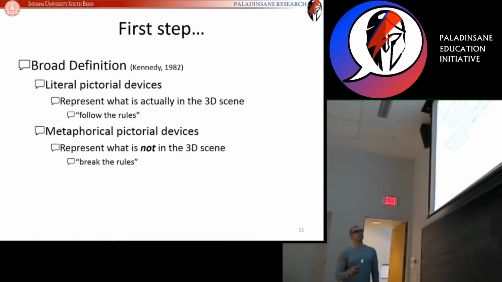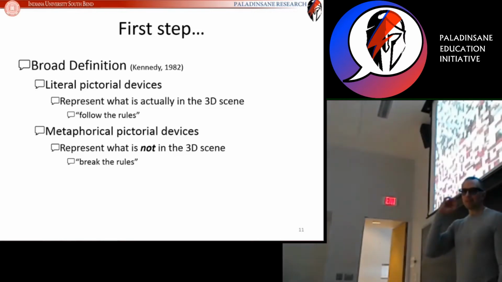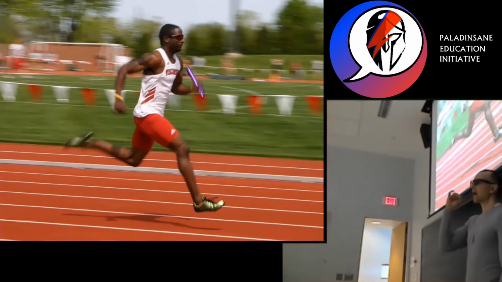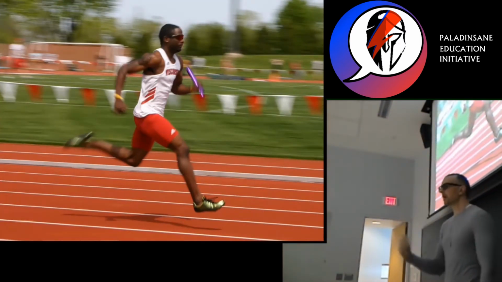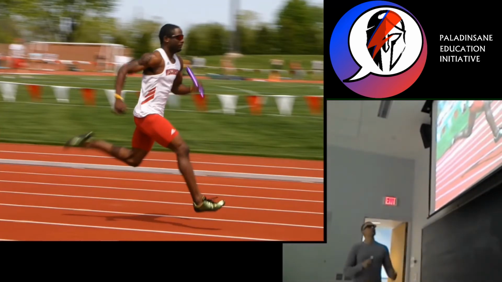It's not in the 3D scene. Those multiple toddlers were not in the scene. Those multiple jumpers were not in the scene. And it's breaking the rules as a pictorial device. So once again, the runner did happen in the real world. At some point, this runner was off the ground. At some point, this runner's arms were like that. So these are all literal occurrences.